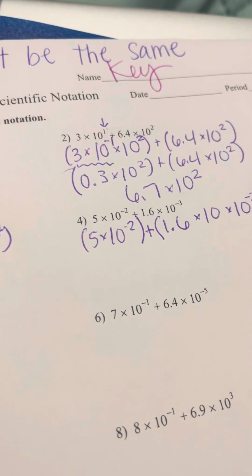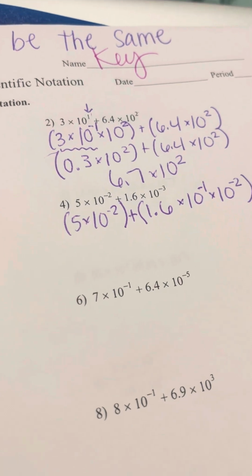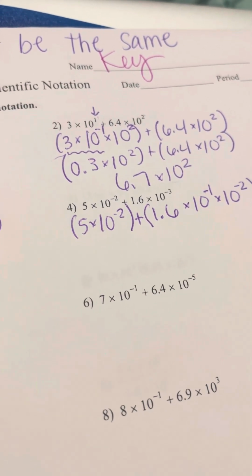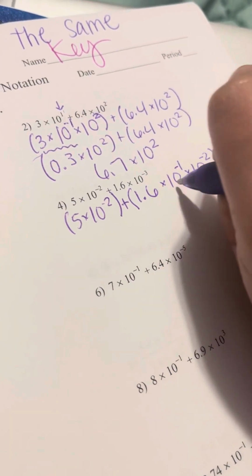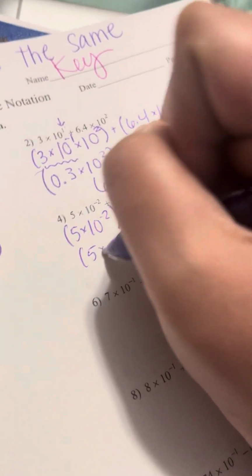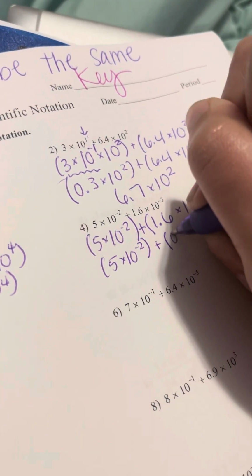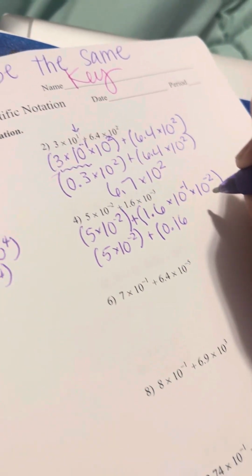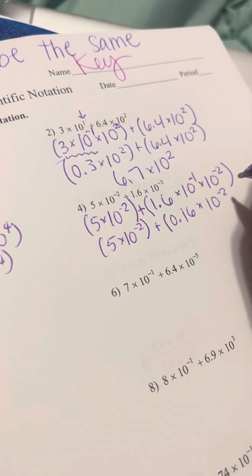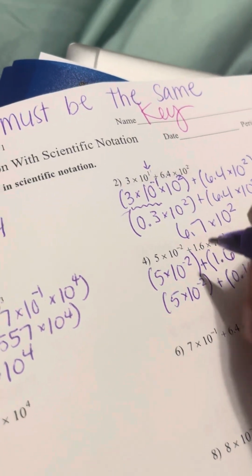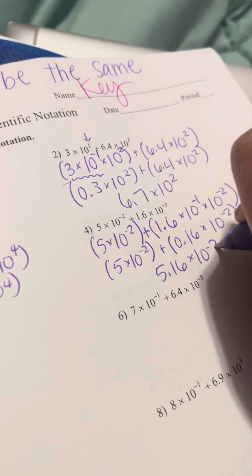Now, with -2, when I add it, I get -3. Spoiler alert, it's another -1. I'm sorry, I'm not doing this on purpose. -1 plus -2 gives us -3. Okay, so go ahead and combine these two. 1.6 times 10 to the -1 is 0.16 times 10 to the -2. Add them together. We get 5.16 times 10 to the -2.